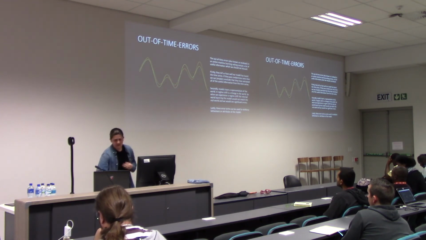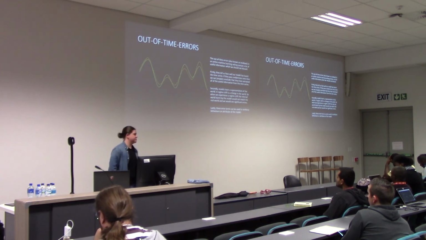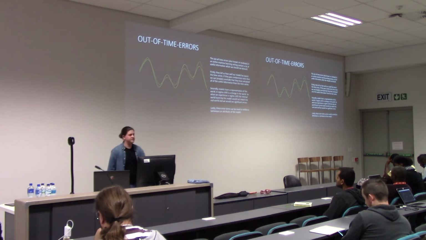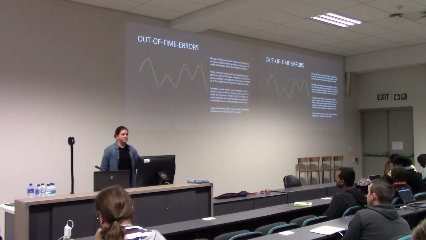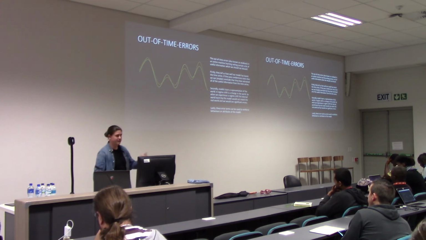Lastly, the error terms can be used to reinforce behavior and attributes in our models. So we can use the error terms in our reinforcement learning loop to make our models more certain, or less likely to have errors, by picking better attributes.